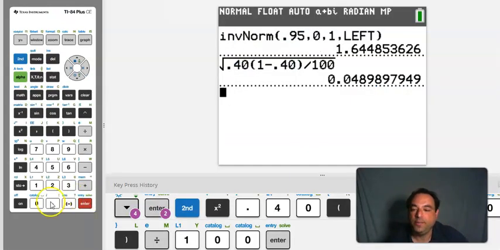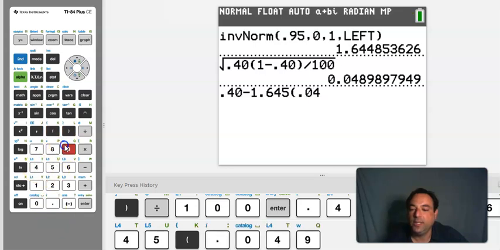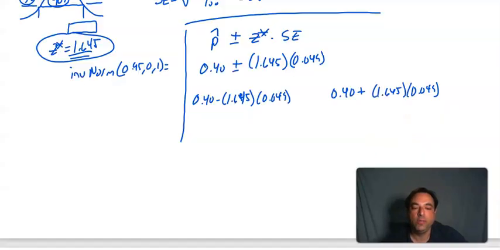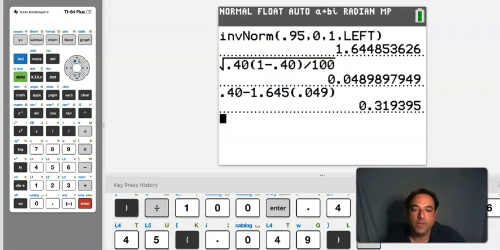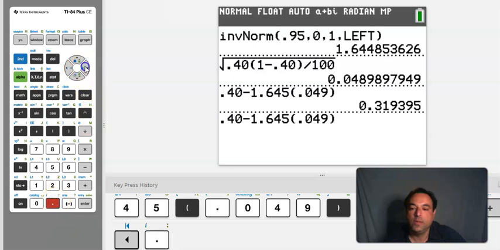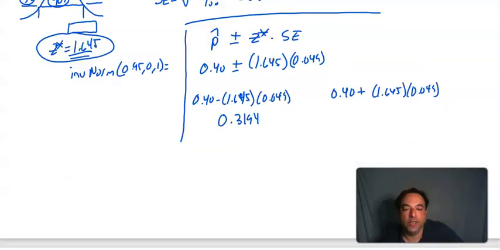Put that in the calculator. 0.40 minus 1.645, parenthesis, 0.049, close parenthesis. We get 0.3194. Then we're going to hit second enter. That gives it back to us. Change it to a plus. And that will give us 0.4806.